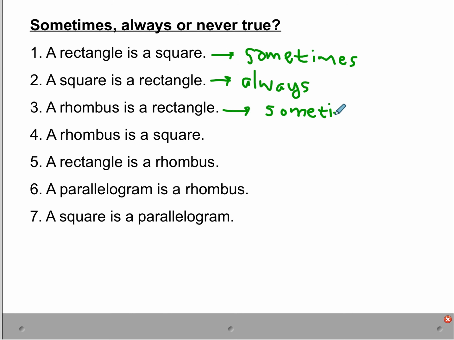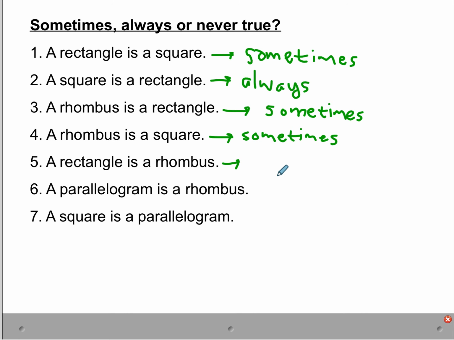And the only instance when a rhombus would be a rectangle is, of course, a square. A rhombus is a square. Once again, that is sometimes. If the rhombus has 4 right angles, then it is a square. But a rhombus does not have to have 4 right angles, so that will not always be true. It will sometimes be true.